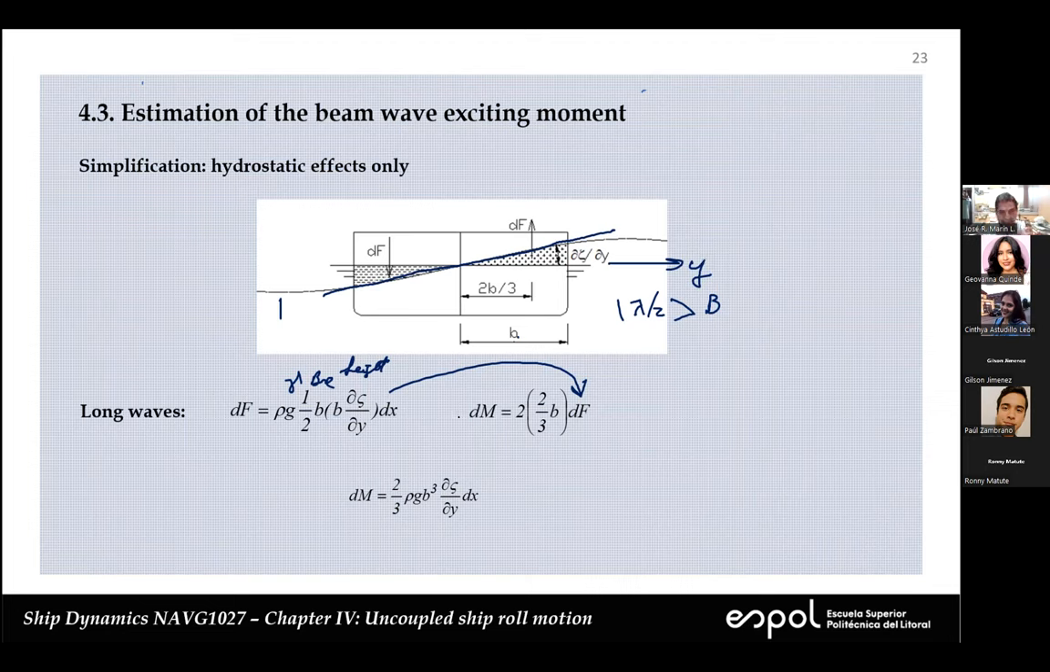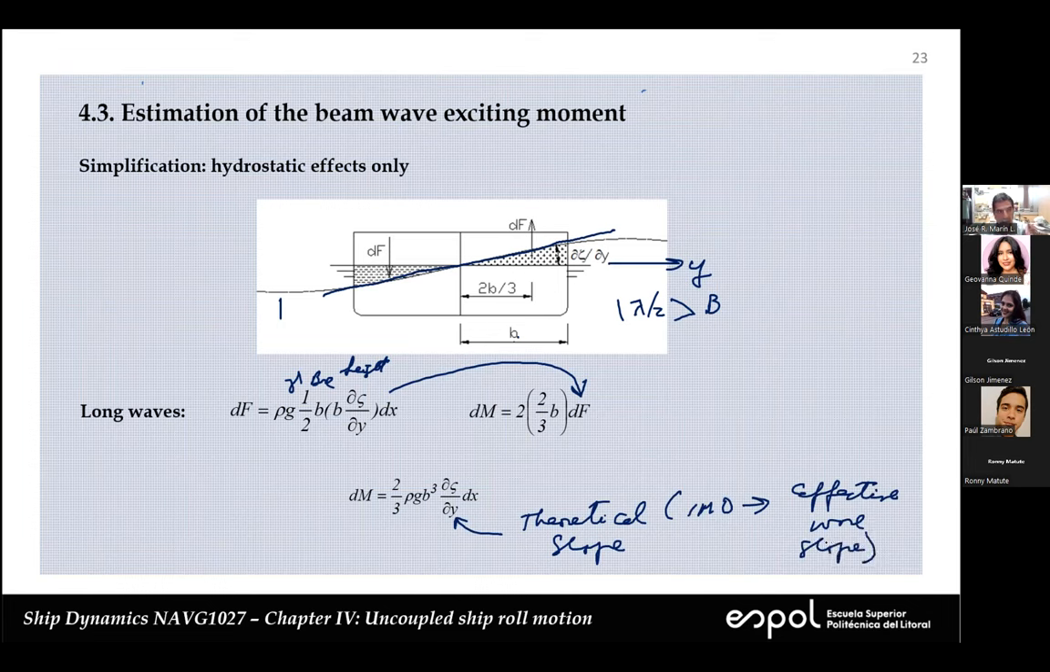Also, this is an extreme simplification. What the IMO says is that this is a theoretical slope, and the IMO includes a correction factor in order to include the effective slope. I'm not going to include it here. Hopefully, during these days, I will try to review the formulation and give it to you so you can apply it. But you have to keep in mind that this is an extreme simplification. That said, let's go on.